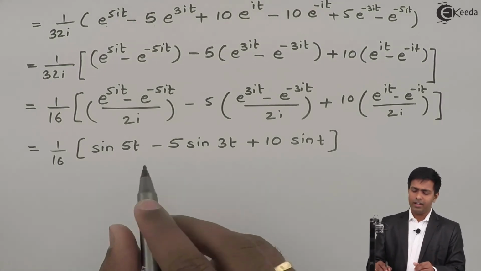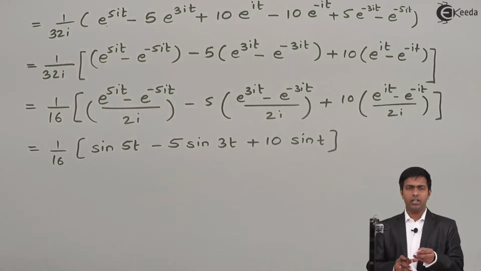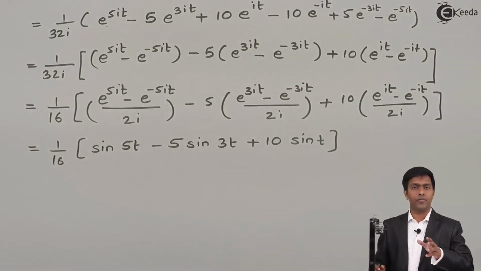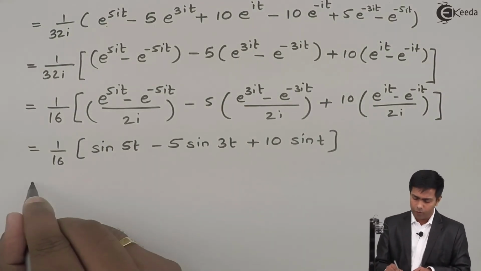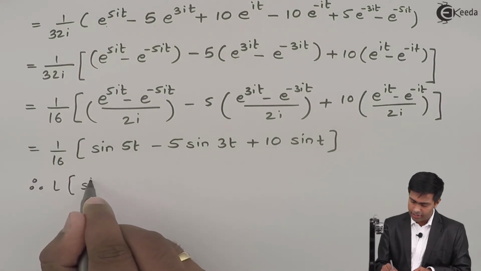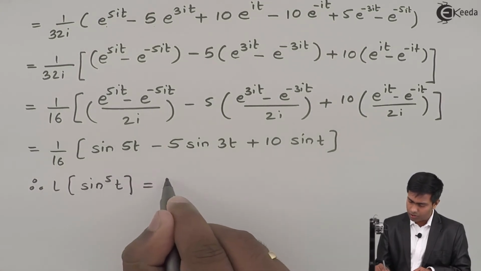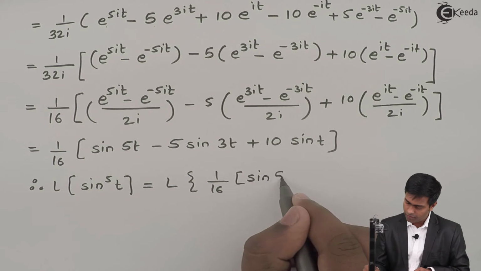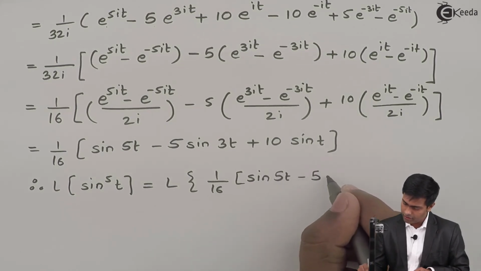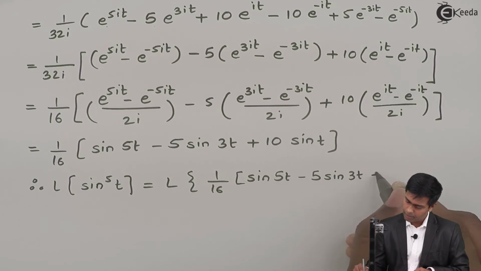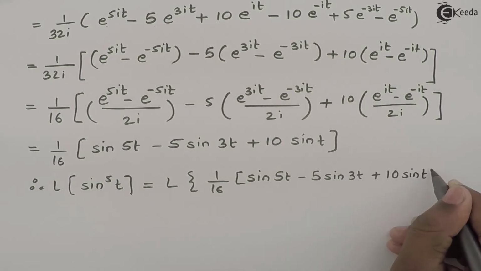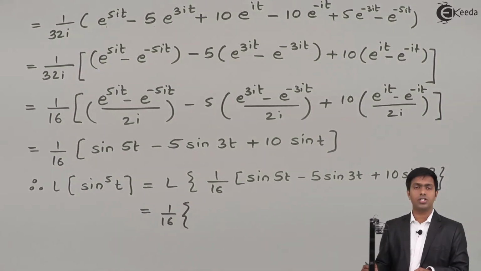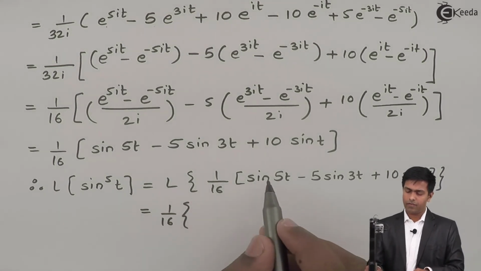And now we can substitute this in the question, that is Laplace of sine raised to 5t, and I can find the Laplace of these three terms very easily. So let's start. Therefore the Laplace of sine raised to 5t is equal to Laplace of 1 by 16 into sine 5t minus 5 sine of 3t plus 10 sine of t. Now I can take 1 by 16 outside since it is a constant and apply the Laplace formula separately on these three terms.